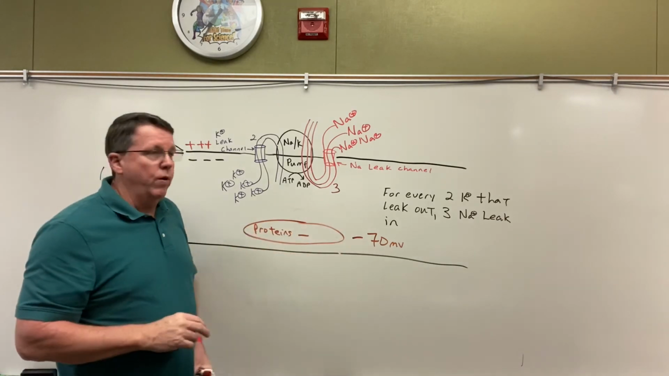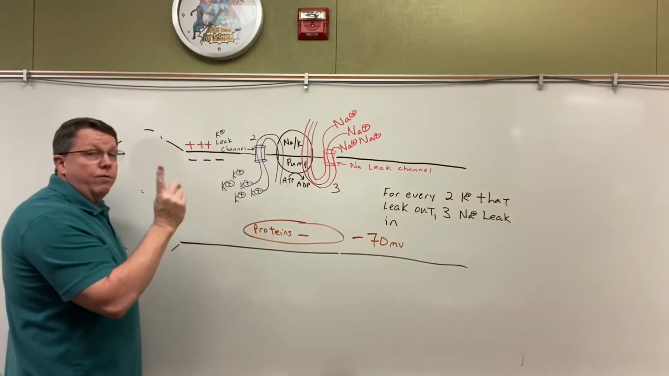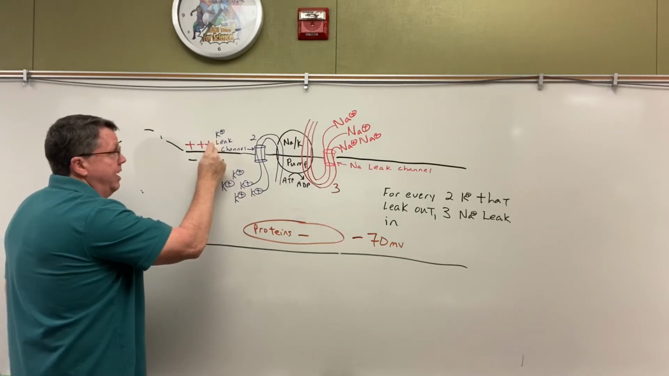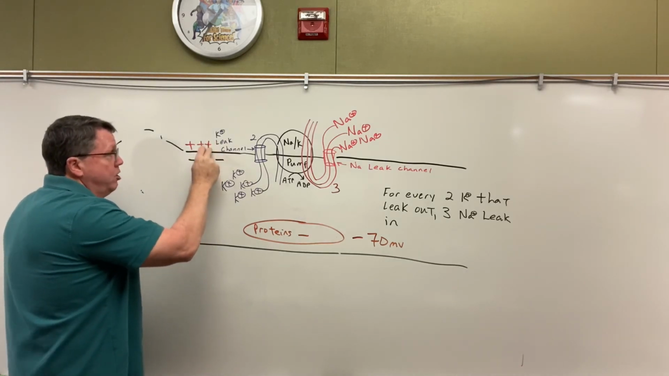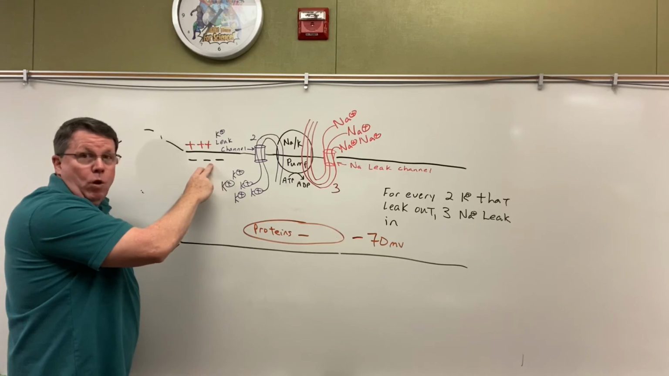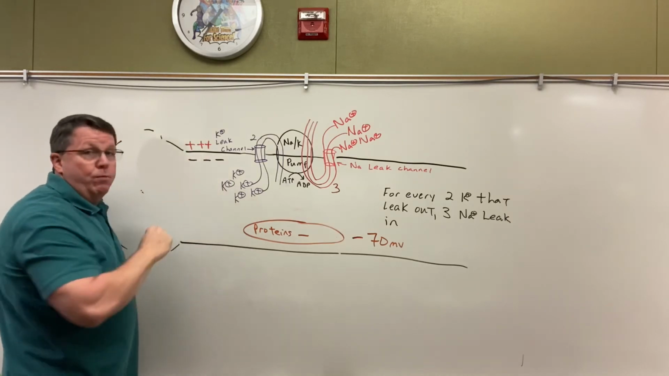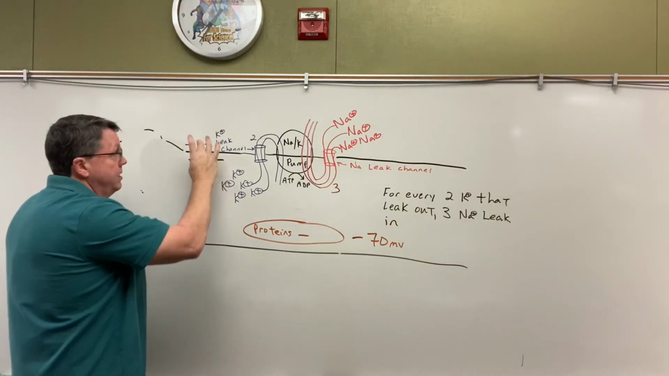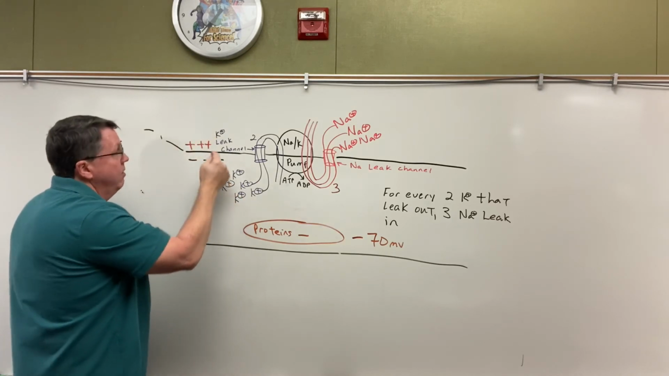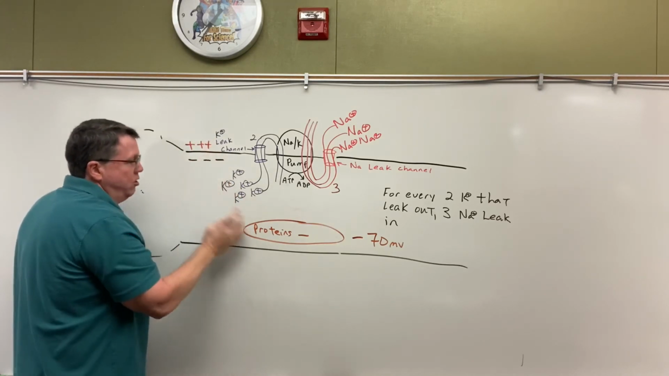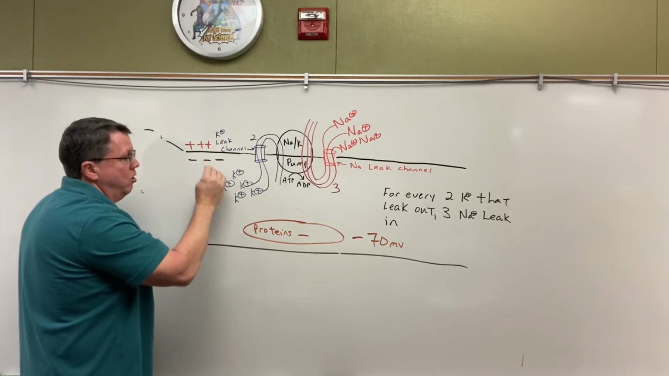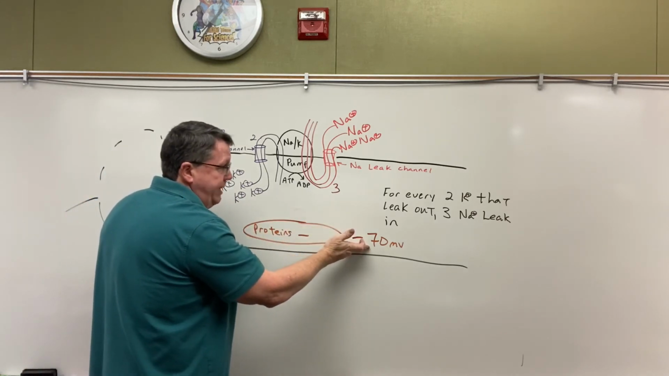So let's review real quick. First of all, it's polarized because you have a difference in charge between the outside and inside, right? So it's polarized, and it's separated by a cell membrane. So that's why they call it polarized. Then we have a potential difference, right? The difference in those charges. In this case, we said it was negative 70.